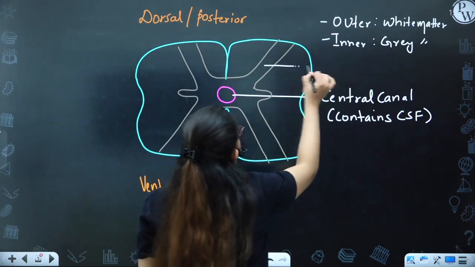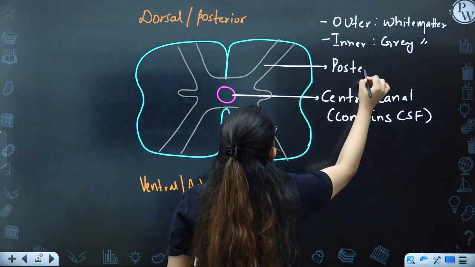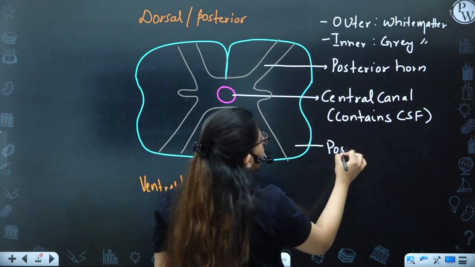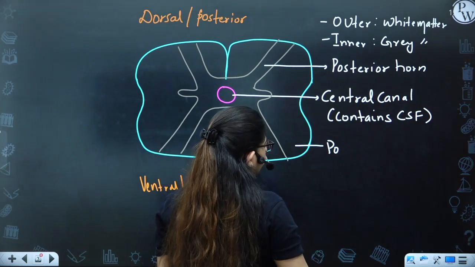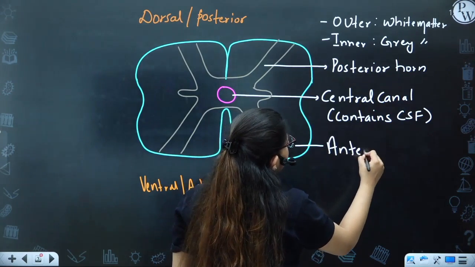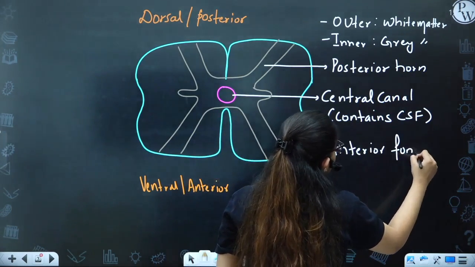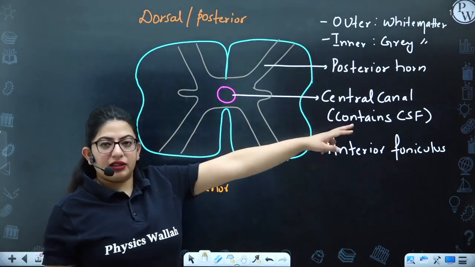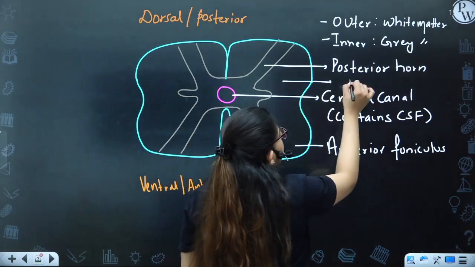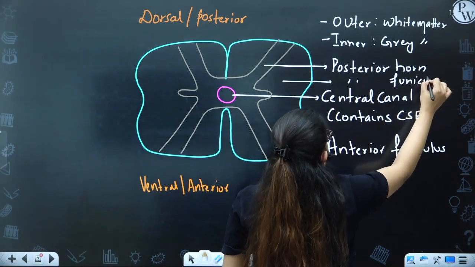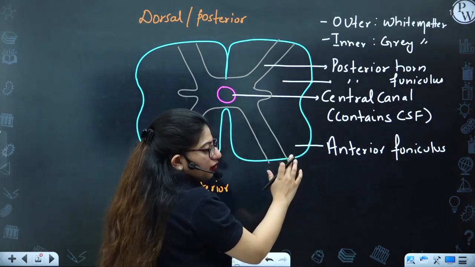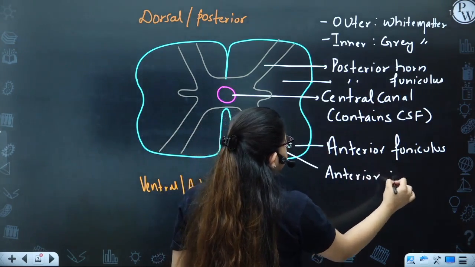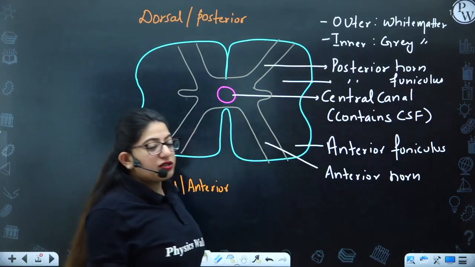So this portion is your posterior horn. And the white matter will be known as funiculus. Okay, so let's make it simple. The area of the gray matter is known as horn, whereas the area of white matter will be known as funiculus. Just like on the anterior side, we have an area of white matter, which is the anterior funiculus, and this is the anterior horn. So from these matters emerge your nerves.